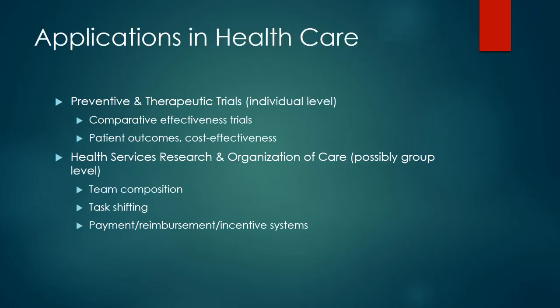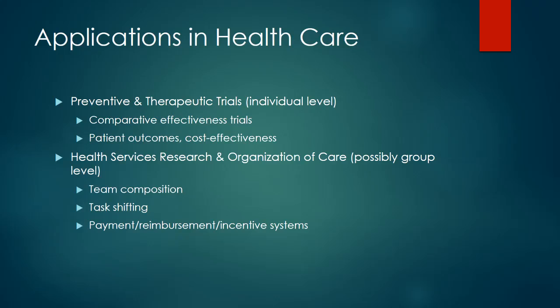Within the healthcare setting, randomized trials can be useful in two broad categories. The first is the kind of traditional individual level preventive and therapeutic trial. So doing comparative effectiveness studies to look at whether the current treatment is as good as a potential new treatment. And in those, we can look at both patient outcomes and cost effectiveness to help us make decisions about which programs and services to offer within a healthcare system.